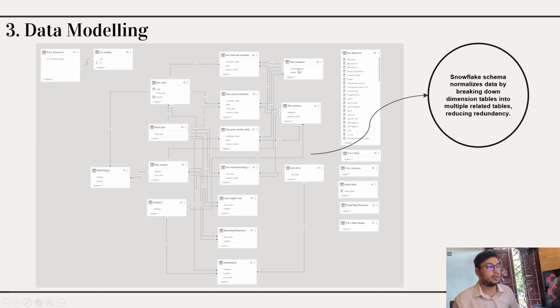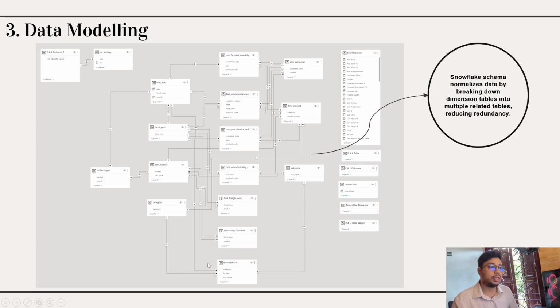Like I have connected the customer table with all the fact tables, and the product table with all the fact tables, and the similar thing is happening. This is called data modeling. I am connecting all the relevant tables with each other. And overall, this thing is called a Snowflake schema.